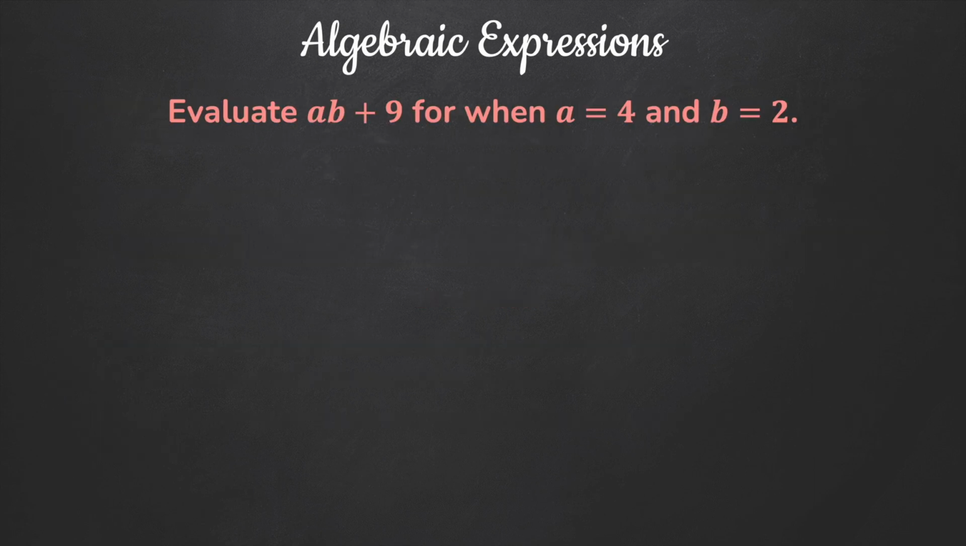Here we have evaluate AB plus 9 for when A is equal to 4 and B is equal to 2. We have multiplication between A and B, and then we have addition. And the first thing we want to do here is substitute our variables for their known values. So we're going to substitute A for 4 and B for 2. And notice that I put parentheses around the 2. This is one way to demonstrate multiplication, but not the only way. And if I had just written the 4 and the 2 next to each other, it would look like it said 42. So it is very important that you do show that there is multiplication between these two values.